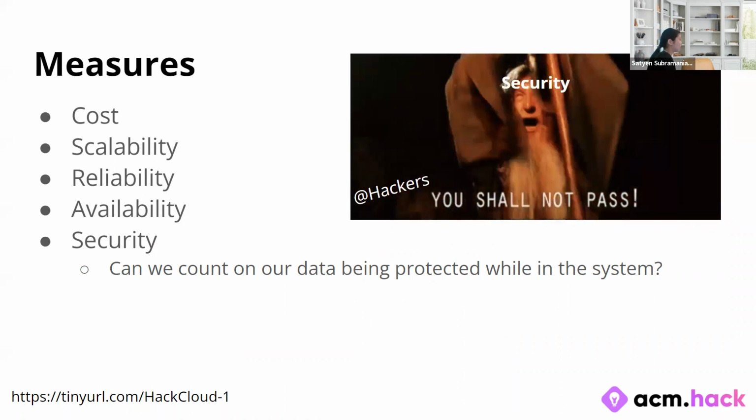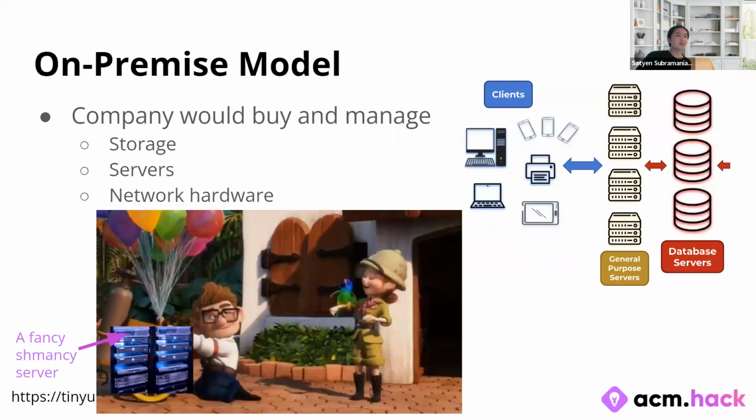So our first model is the on-premise model. The first course of action Carl takes is that he, as in the business, can buy and manage all of the storage, servers, and network hardware. So if he has to buy all of this, does anyone have any ideas as to what's good or bad about that?